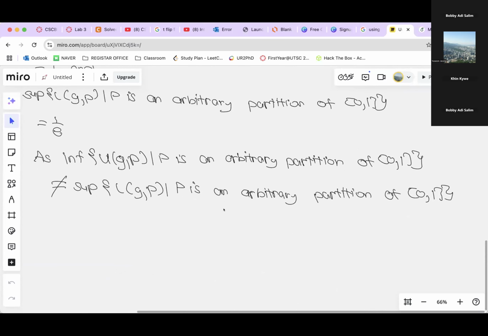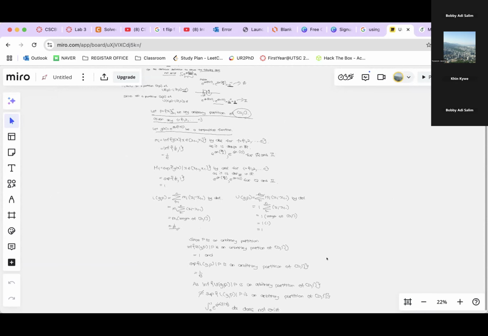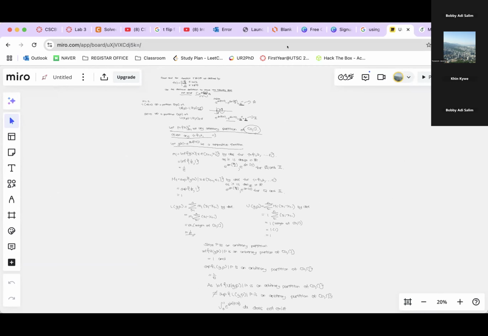Okay, there. So this concludes that the integral from 0 to 1 of e raised to sine of f of x dx does not exist. So I'll zoom out here. If anyone has questions, you guys can ask in the chat.